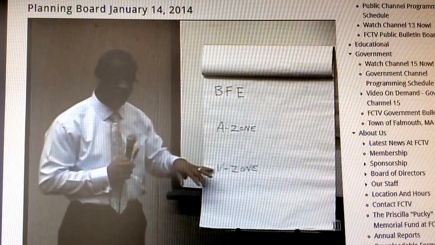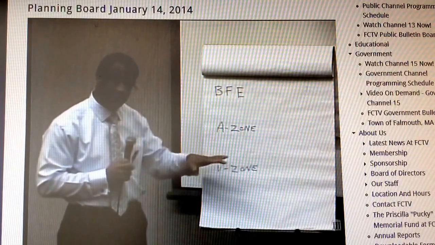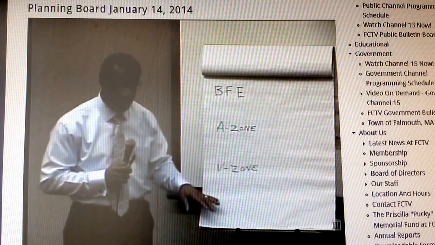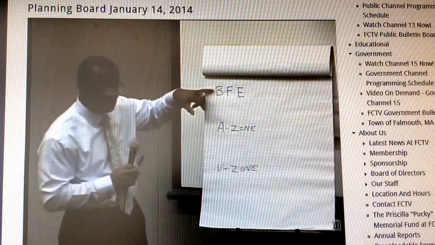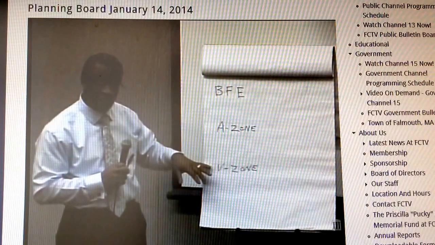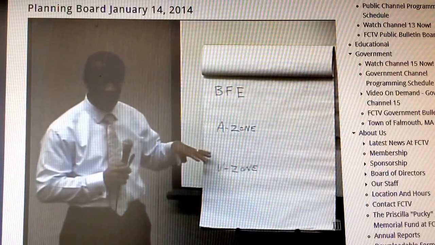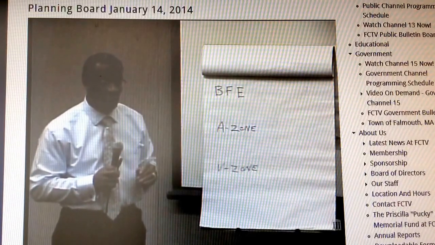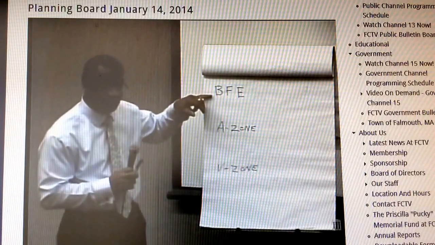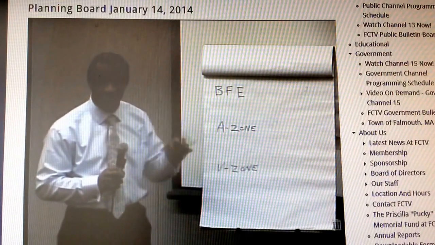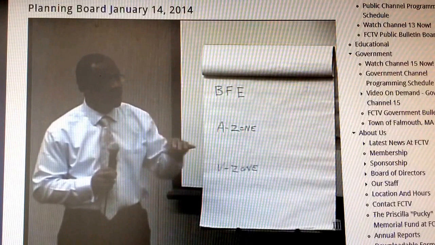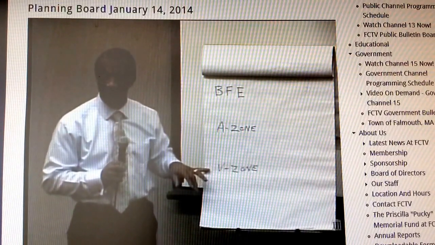The velocity zone is basically just what it says. It's velocity waves. So not only will the water rise to the BFE, but in addition to that, you're going to get velocity waves, typically about 3 feet in a severe storm. 3 feet of that BFE is going to be velocity waves. And so those waves will be constantly pounding against whatever structure is in its way.